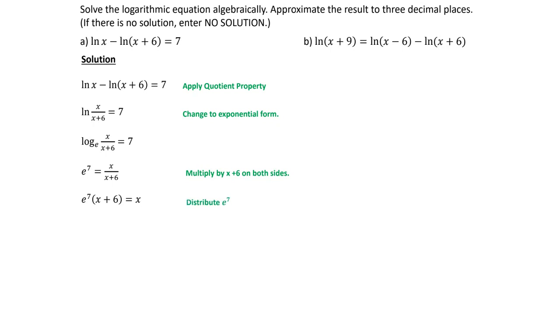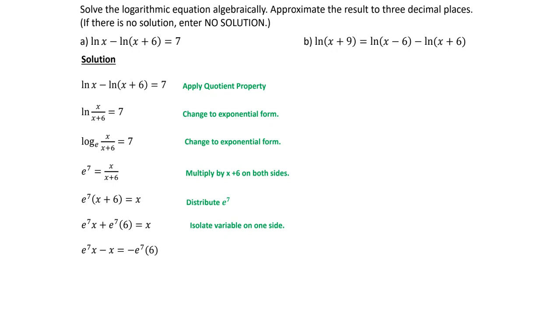We want to go ahead and distribute the e to the 7. And then we want to combine the x's together so we can factor it out. So I'm going to move the x to the left side, and I'm going to move e to the 7 times 6 to the right side. Now, again, this is a number, but I don't want to calculate it because I don't want to be working with long numbers because these numbers probably don't terminate. So I'll just do my simplification with my calculator at the end.